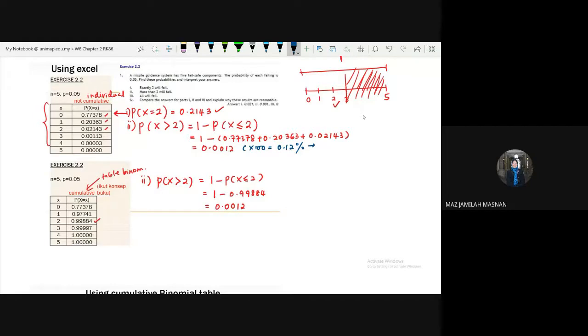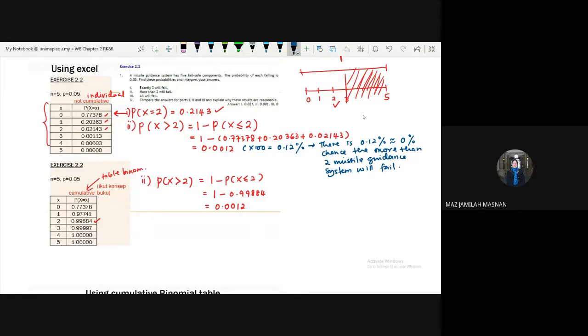So let's say for this 0.12, in terms of chance, I would say there is 0.12%, or you can say 0% chance, that more than 2 missile guidance systems will fail. So this is how we can interpret.